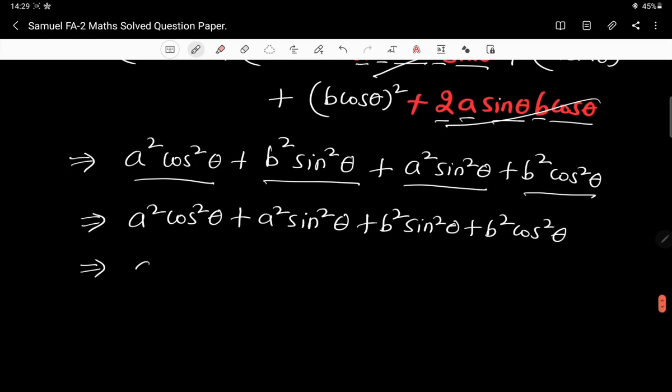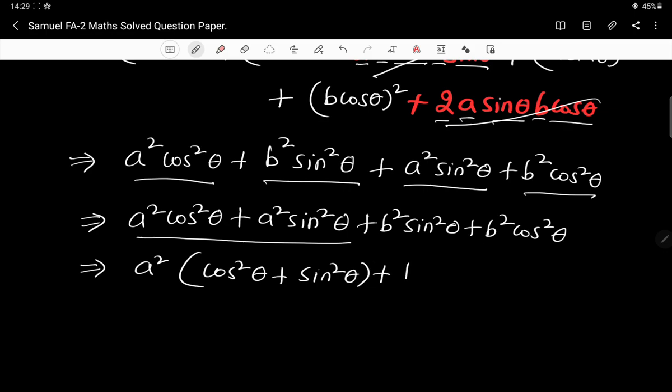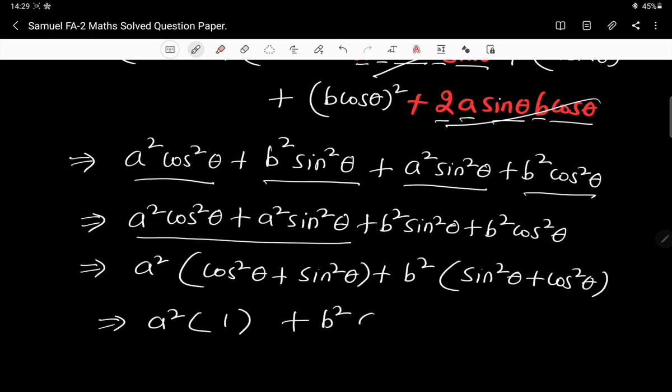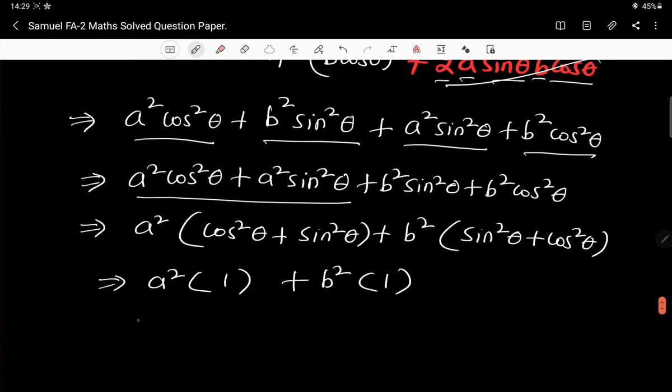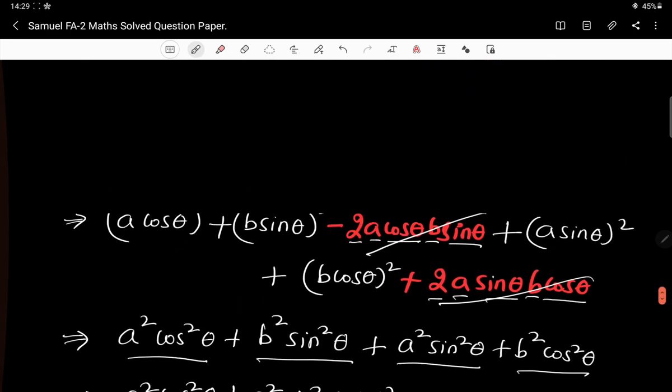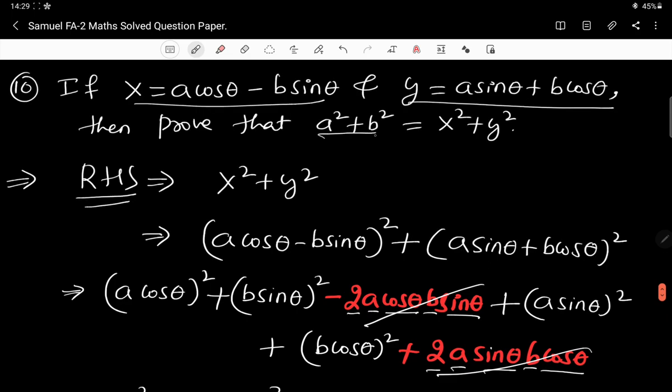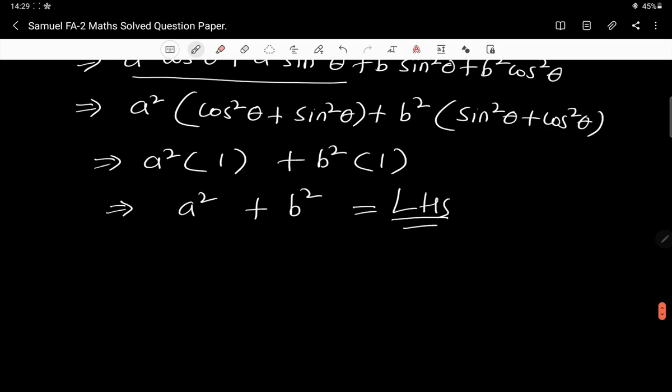Alright, so then I'm going to write it as a square, in these two a square is common, then I will have cos square theta plus sin square theta, plus b square I have taken common, then in the bracket sin square theta plus cos square theta. Cos square theta plus sin square theta is 1, and sin square theta plus cos square theta is 1. So I am going to have a square into 1 is a square, plus b square into 1 is b square, which is equal to LHS. Don't write it as RHS, because we have started the journey from RHS, then we have reached LHS. All right, so we have proved it. So I'm going to write it as hence proved.